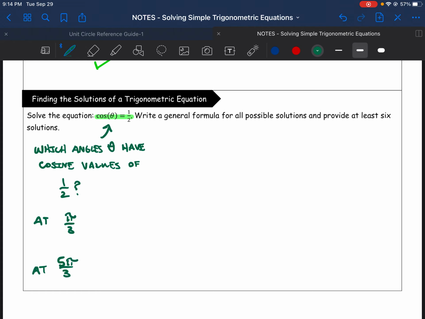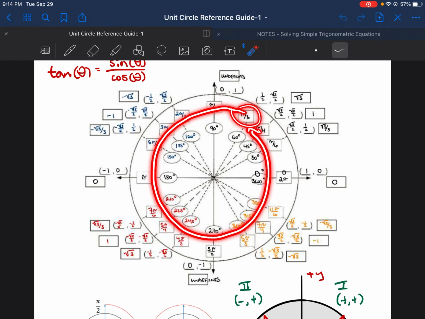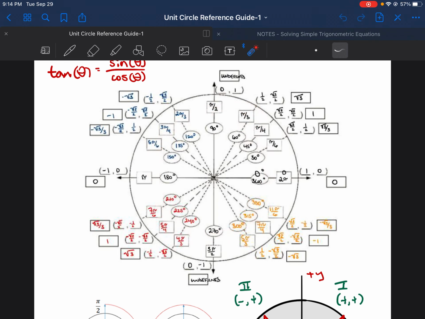But we haven't restricted our domain to anything. So we know that on our unit circle here, every 2 pi, so if I take pi over 3 and I go a full 360-degree rotation or a 2 pi rotation, I'm going to wind up back here with another cosine value of 1/2. So every 2 pi from pi over 3, I'm going to get another cosine value of 1/2.